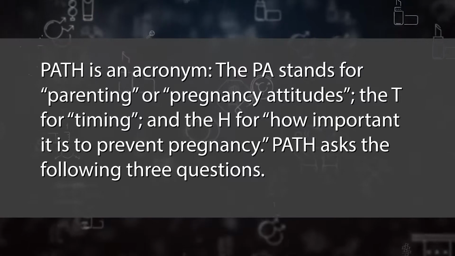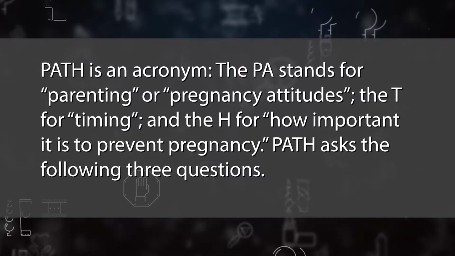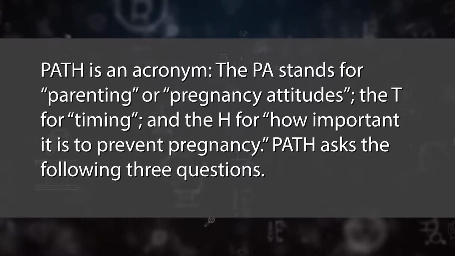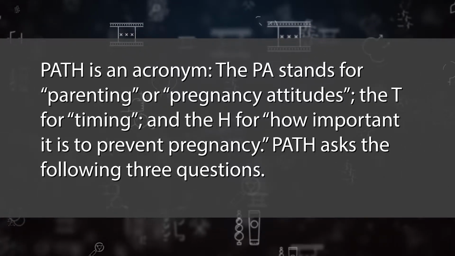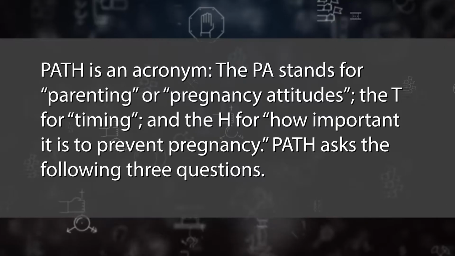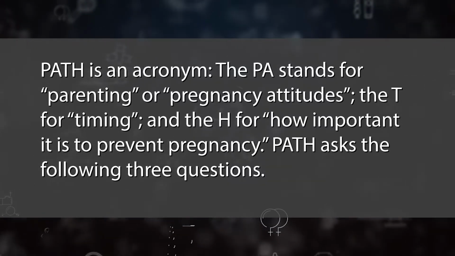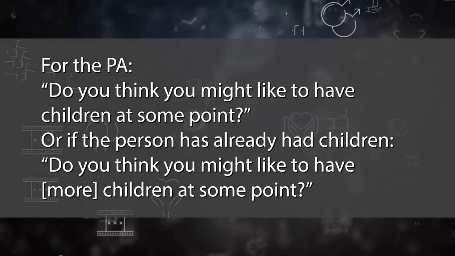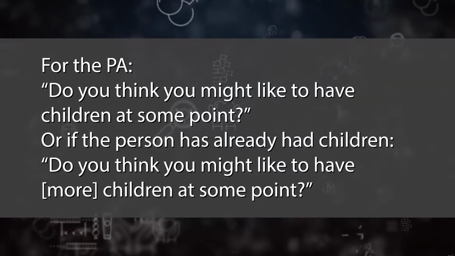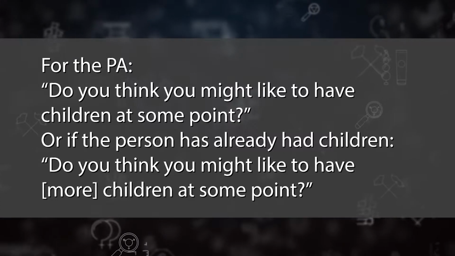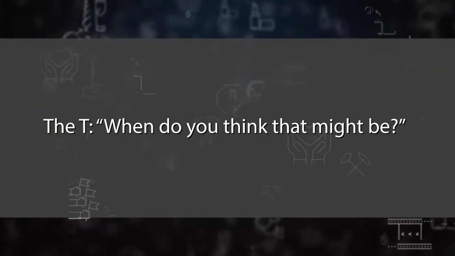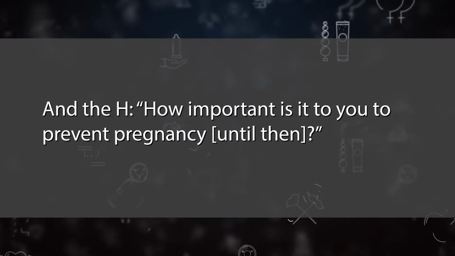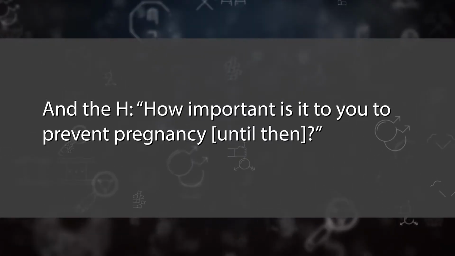PATH is an acronym. The PA stands for parenting or pregnancy attitudes, the T for timing, and the H for how important it is to prevent pregnancy. PATH asks the following 3 questions. For the PA, do you think you might like to have children at some point? Or if the person's already had children, do you think you might like to have more children at some point? The T, when do you think that might be? And the H, how important is it to you to prevent pregnancy until then?